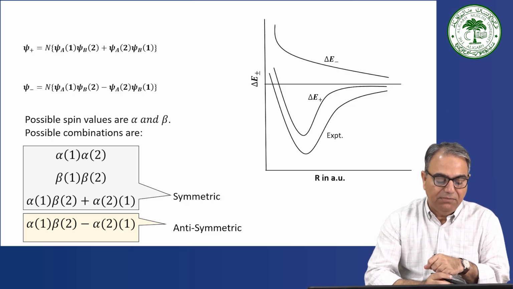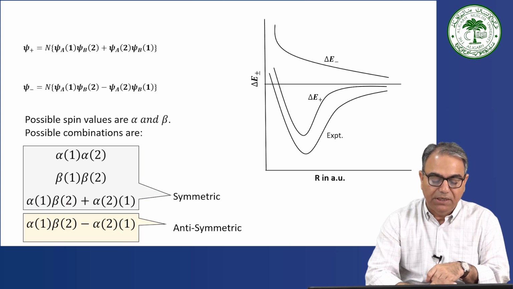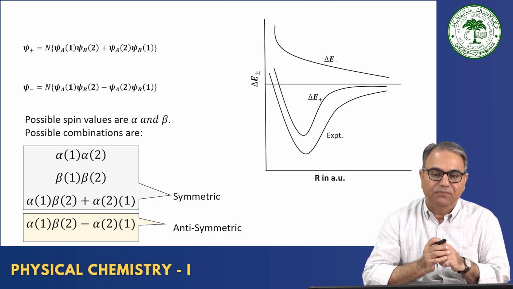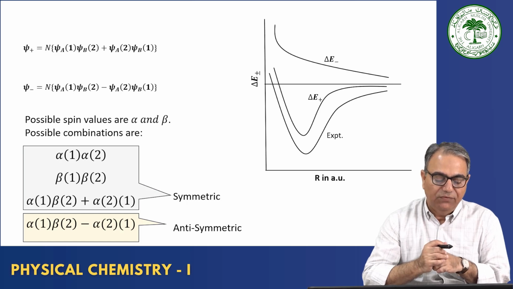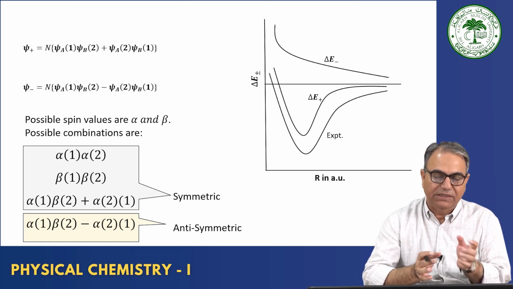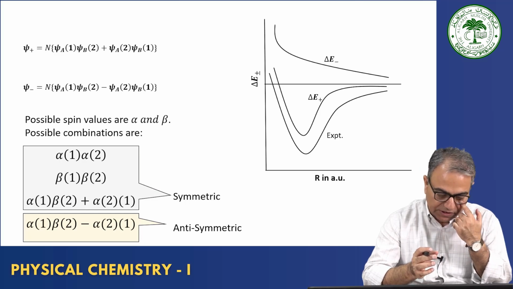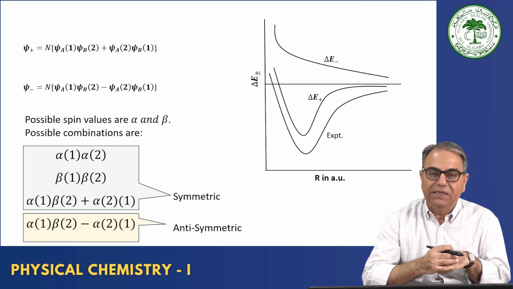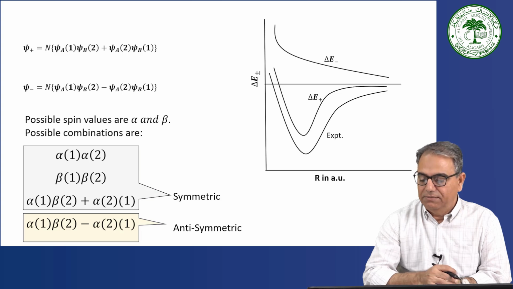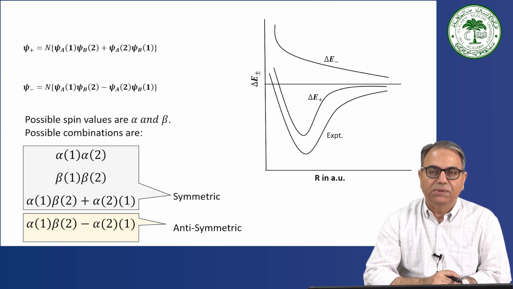And if you take a linear combination, then you can write alpha 1 beta 2, alpha 2 beta 1, and in between you have a plus minus sign. Again, here also, if you have a plus sign, then it becomes symmetric function, because the exchange will not lead to change in the total function. But if you have a minus sign, it becomes antisymmetric function. So these are the four different possibilities for the two spins of the H2 molecule's electrons which are present.